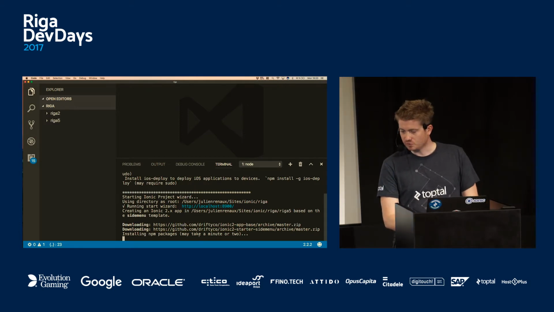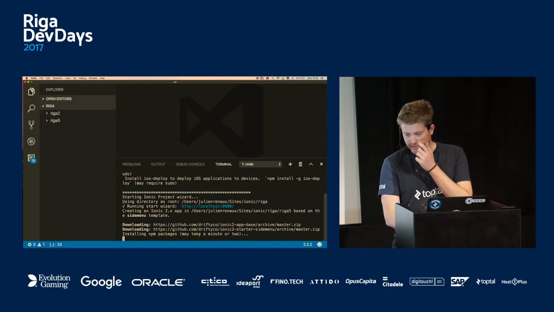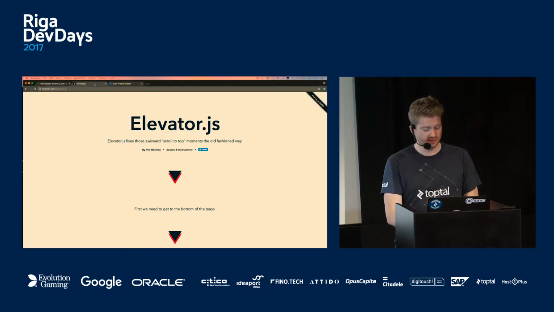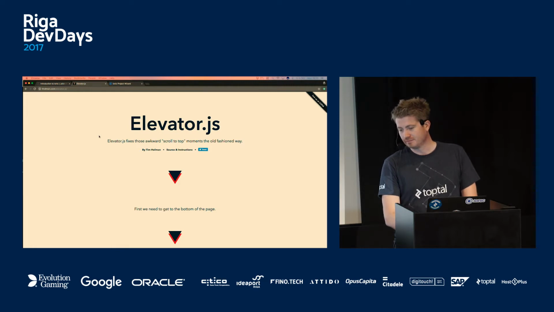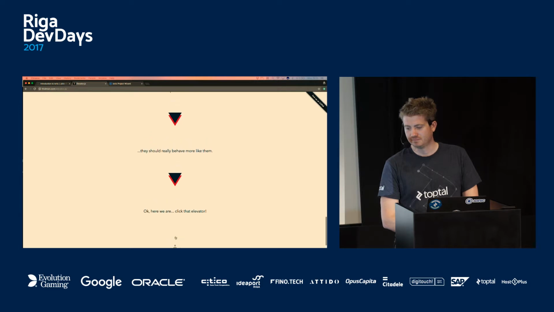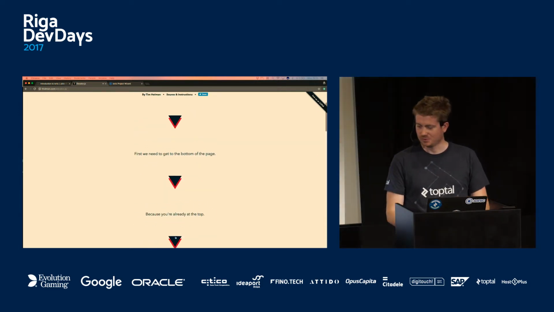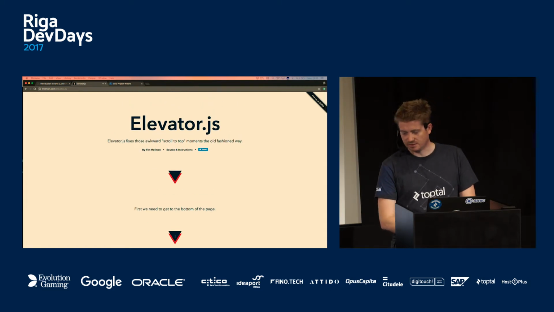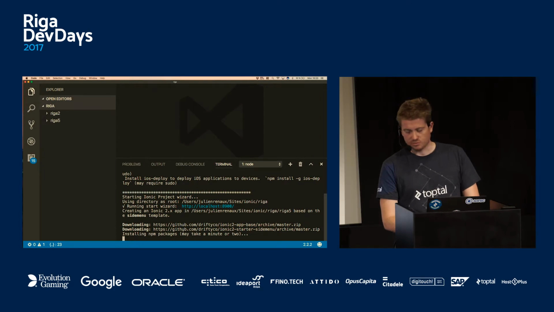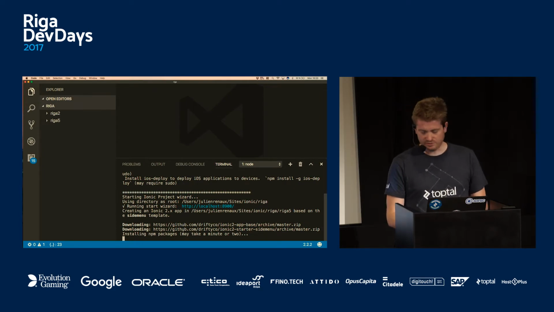So while we wait, I want to show you this. I don't know if you know this. Elevator.js. It's a plugin you can use on your website, and when you scroll down and back to top, okay. So we're back at the top. It's still installing. So what we're going to do is I have an offline version. We're going to use it because this will take too long.